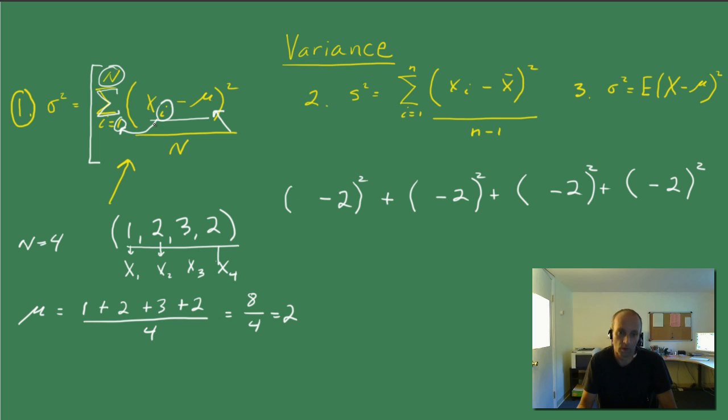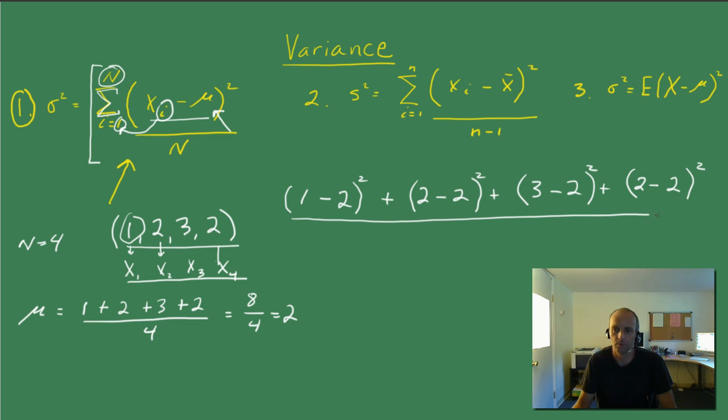So the x1 would have been this one here, right? The second one would have been the 2. The third x would have been the 3. And the fourth x would have been that last 2. Okay, it doesn't matter the order here. I mean, you could make any one whatever value you want. And again, this was all divided by 4.